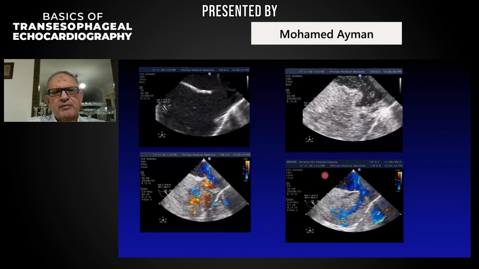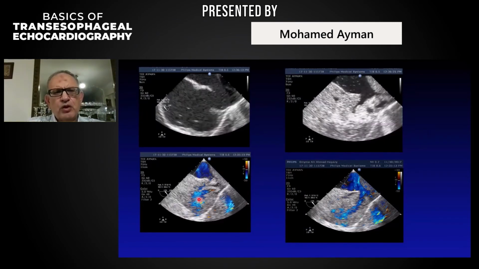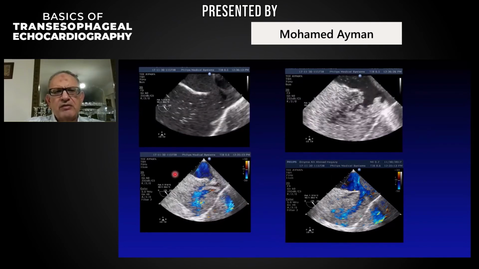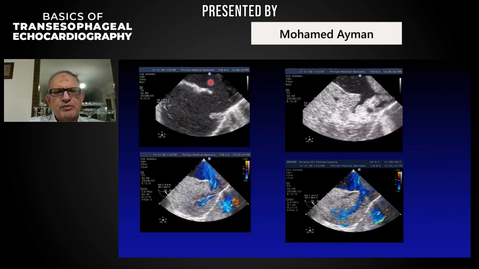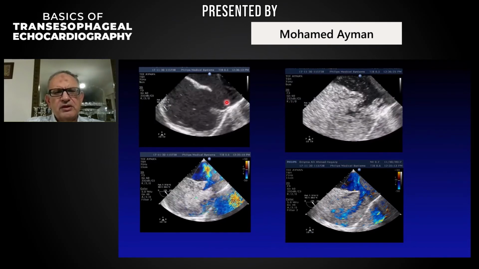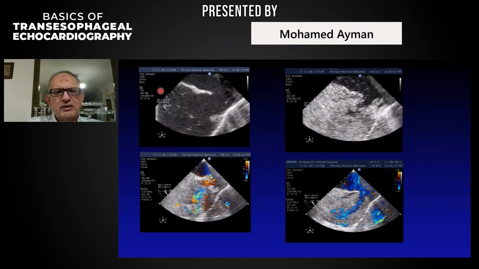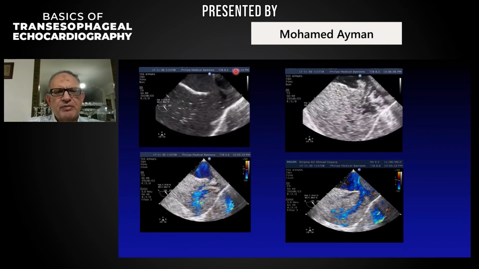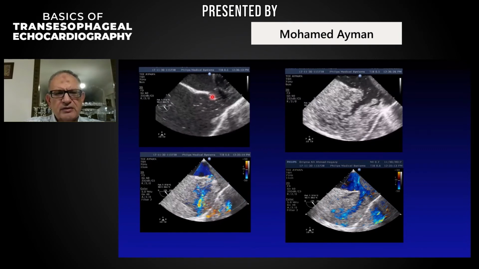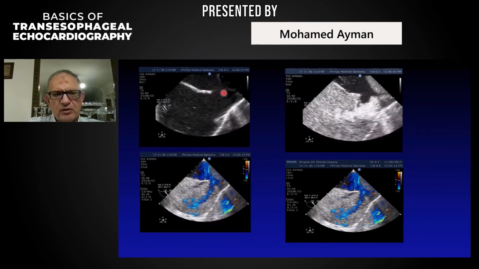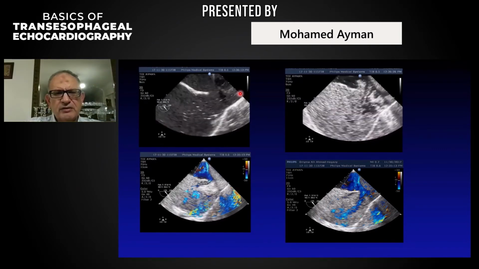Another bicaval view showing here the presence of a sinus venosus atrial septal defect. Here we have the superior vena cava. Here is the inferior vena cava. This is the part of the pulmonary artery here. And this is the defect. So this is a sinus venosus ASD here.